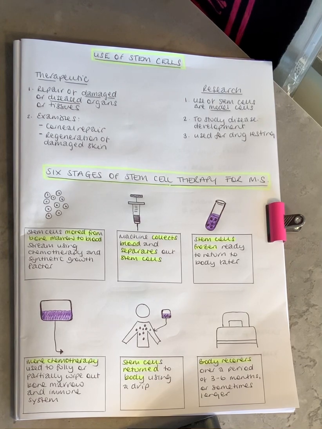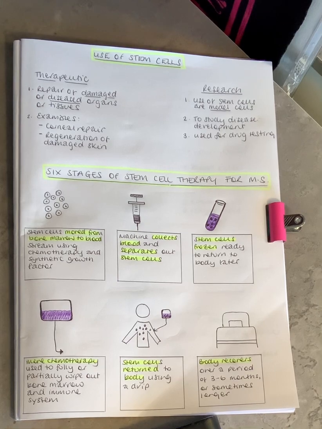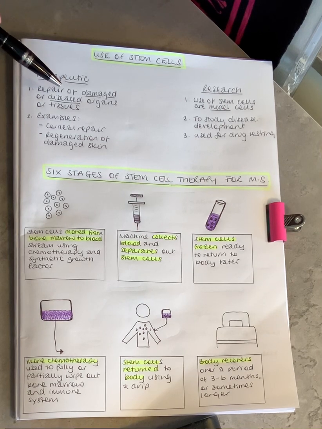Okay, so if you think of it this way, when we talk about therapeutic, we're talking about therapy, the actual use of them within the organism. The first one is repair of damaged or diseased organs or tissues. We're talking about regeneration of cells, and that's when we talk about skin grafts. If somebody's had a high degree of burns on their body, they can use these stem cells in relation to that particular type of tissue that has been damaged, to help regenerate the damaged skin.